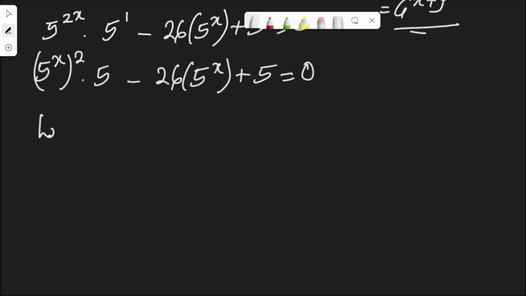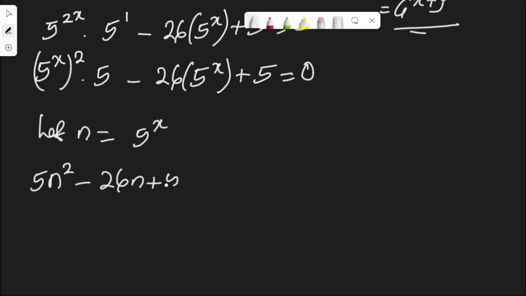Let n be 5 to the power of x. So we can replace this and this. That means n squared for the first term multiplied by this 5, which is 5n squared, minus 26n plus 5 equal to 0.